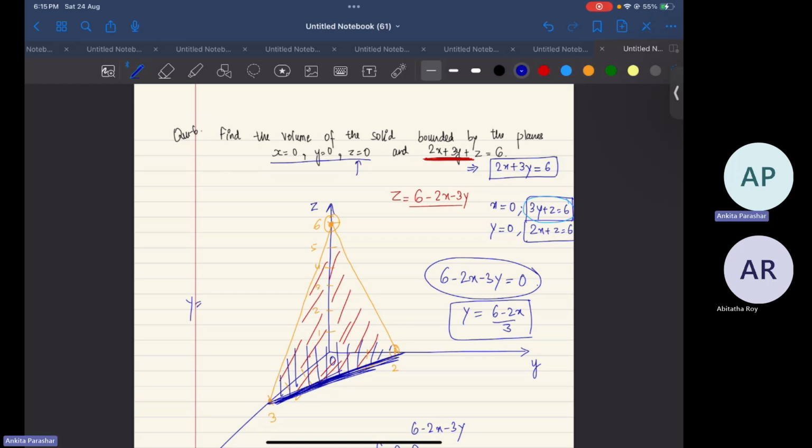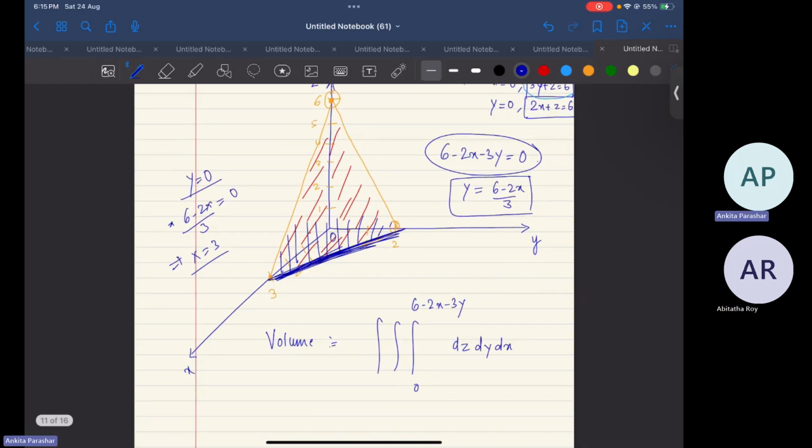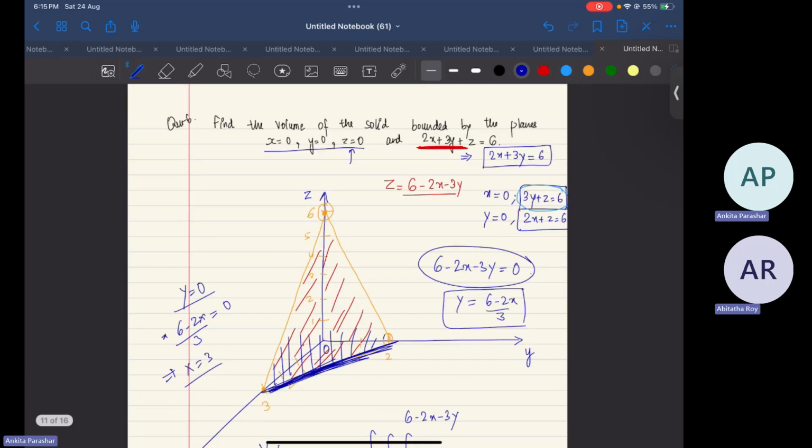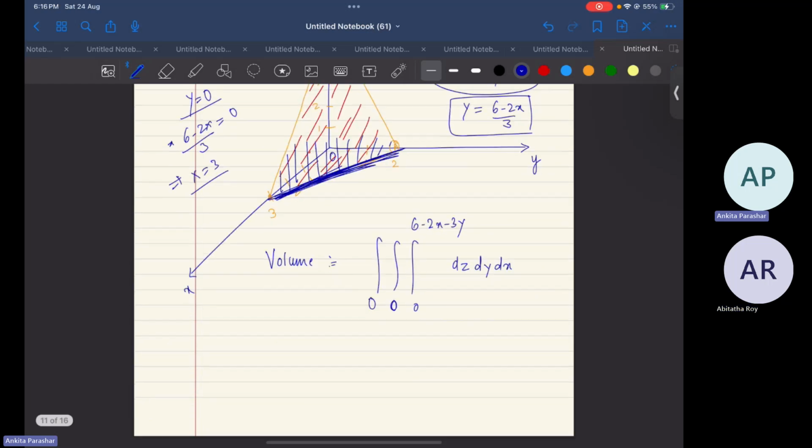Because y equal to 0 would give me (6 minus 2x) by 3 equal to 0. This would give that x equal to 3. So when your y is highest, with (6 minus 2x) by 3, then x has to be 3 there, starting from 0. Of course, the limits starting from y equal to 0, x equal to 0, that is given to you. But it has to be bounded below by a certain thing, right? There is a line which you have to see.